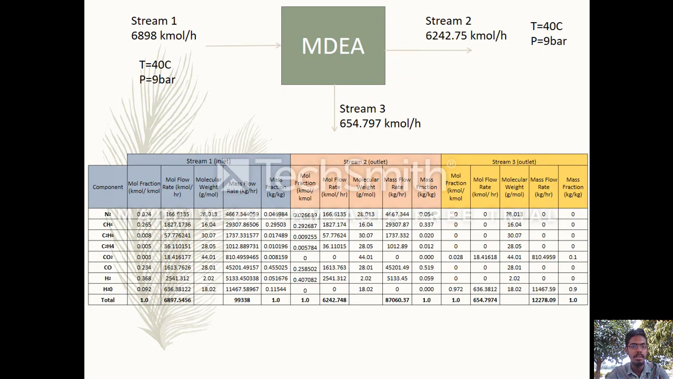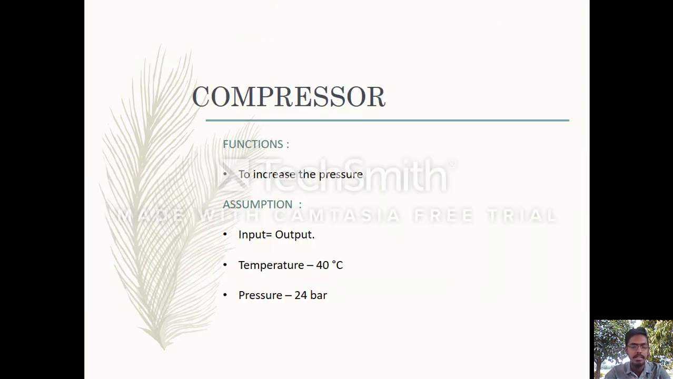Okay, for the MDEA, the stream for the inlet is 6,898 kilomole per hour. And it has two outgoing streams: the second stream, which goes to the compressor, is 6,242.75 kilomole per hour, and the third stream, which goes to the removal of CO2 and H2O, has a flow of 654.797 kilomole per hour.